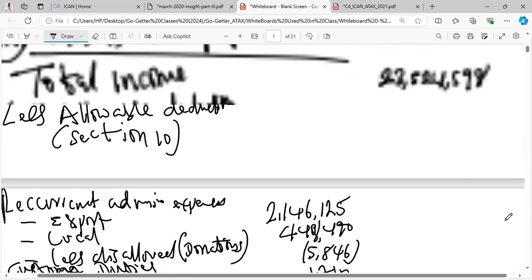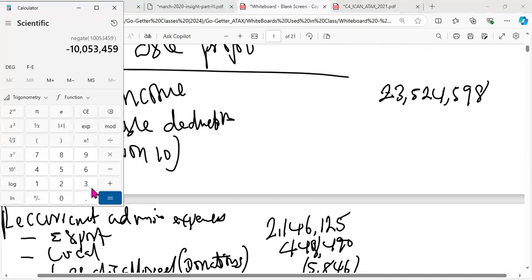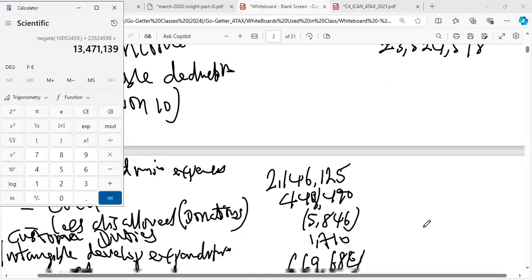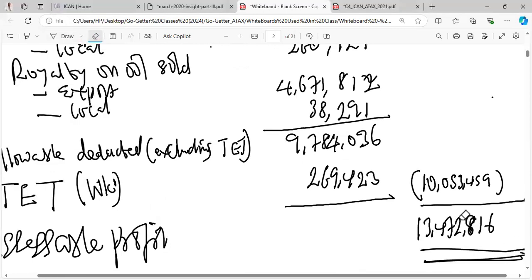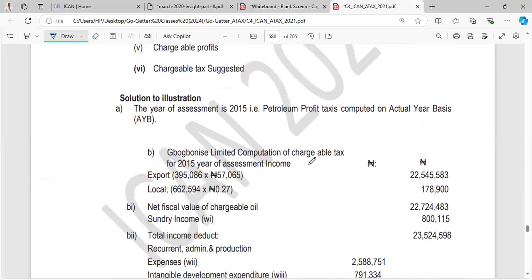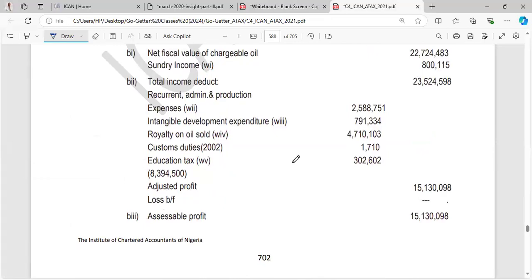Now take it away from 23,524,598. I have 13,471,1139. Let's see if it's the same thing we got. There seems to be something different, but that's not a problem. Let's see what they did in theirs.